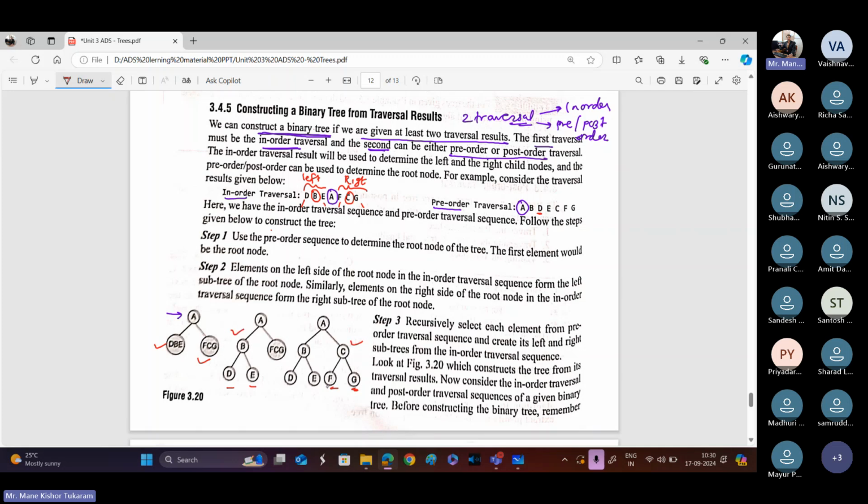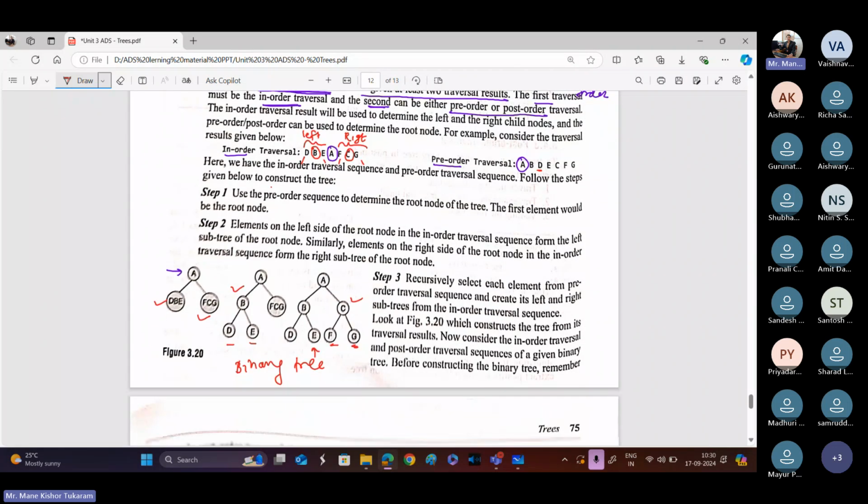And here we convert the whole binary tree. So this is the binary tree from this particular traversal. The traversal is given, and we have to construct the binary tree. So this is also applicable inside the tree. Either in-order, pre-order, or post-order traversal is given, we can construct the binary tree. So these are the steps for constructing the binary tree.